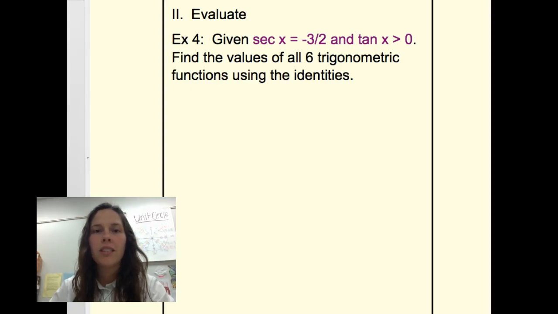Our last example, we're going to take a look at using the trig identities to generate the missing functions. So we're given the value of secant. We're also told that tangent is positive, so that helps us narrow down which quadrant we're in.